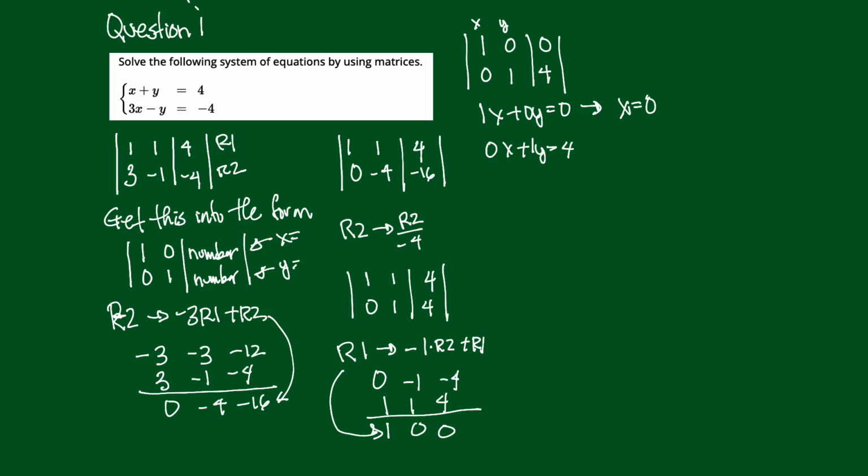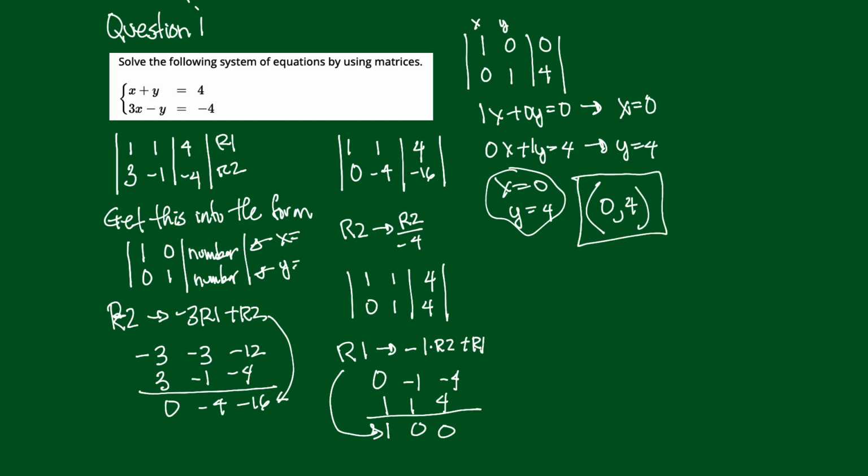Right? 0x, that's gone. 1y is 4. So that implies that y is equal to 4. All right, so here's our solution. X is 0, Y is 4. If you want to write it as an ordered pair, it's (0, 4).